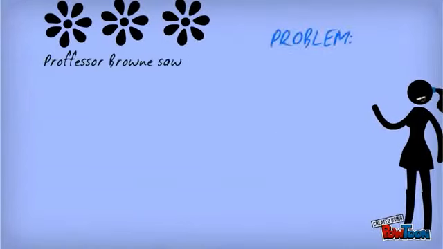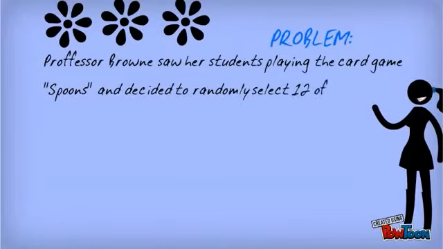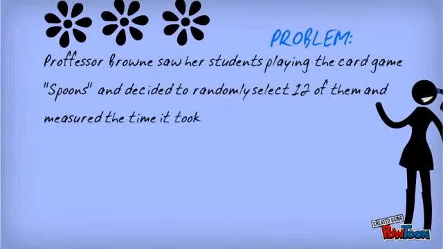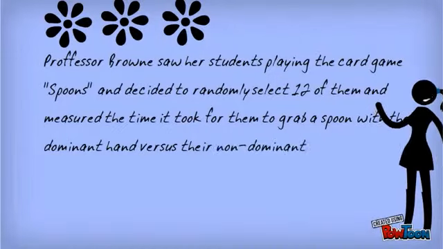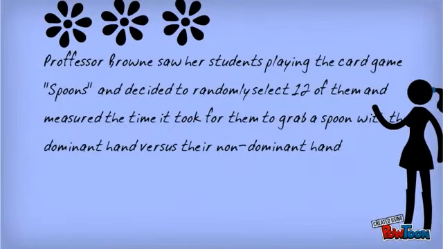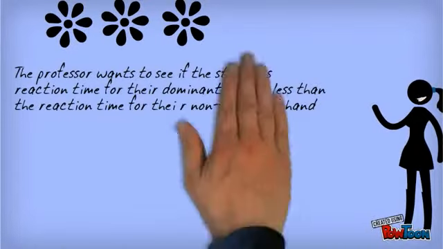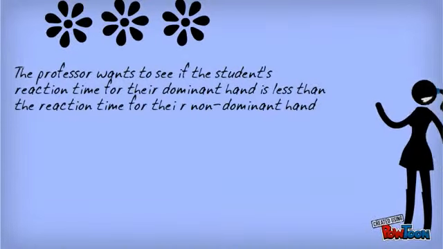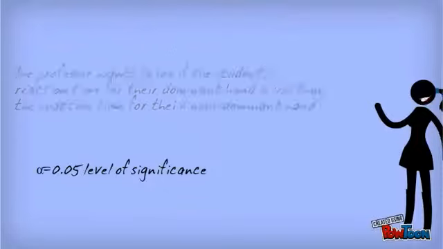Here's the problem. Professor Brown saw her students playing the card game Spoons and decided to randomly select 12 of them and measure the time it takes for them to grab a spoon with their dominant hand versus their non-dominant hand. She wants to see if the students' reaction times for their dominant hand is less than the reaction time for their non-dominant hand. We will be using an alpha equals 0.05 level of significance.